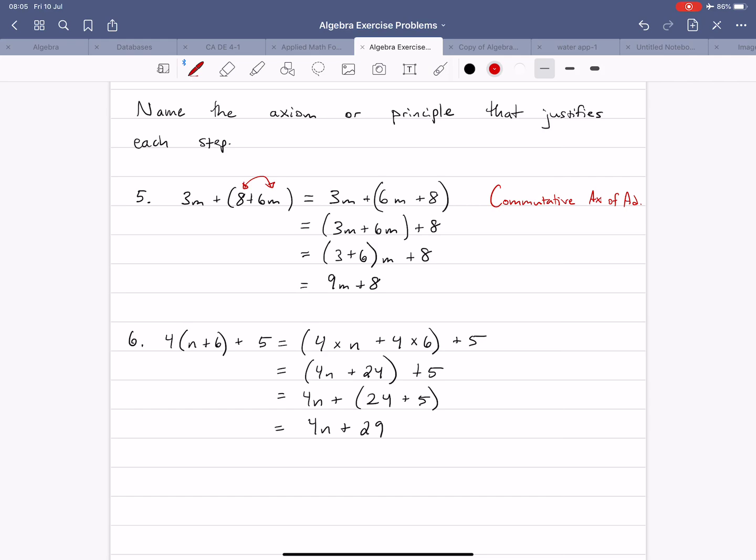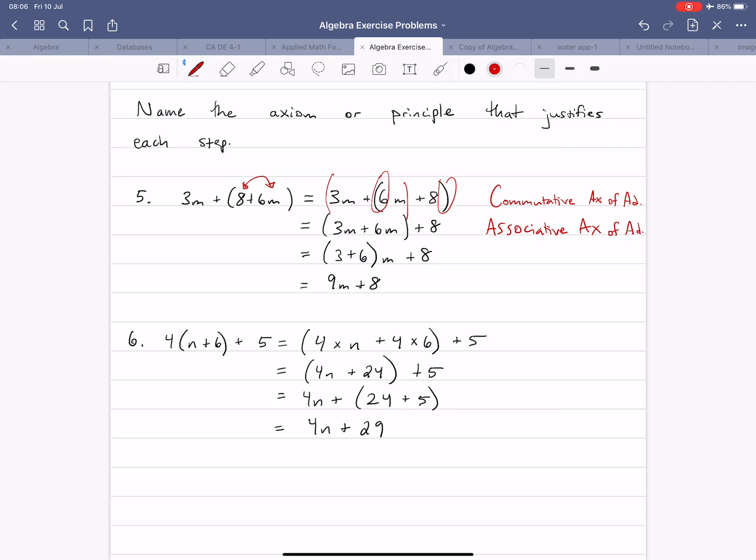And now to go to the next line, where we have now quantity 3m plus 6m plus 8, we just moved these parentheses here to be around the 3m and the 6m. And when we change the grouping of terms that we have, then we're doing the associative axiom of addition.